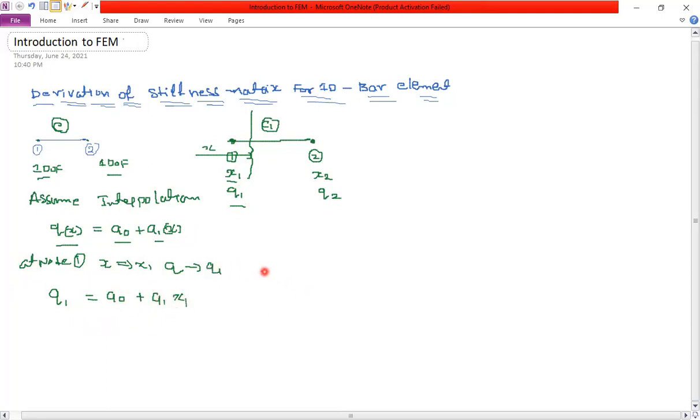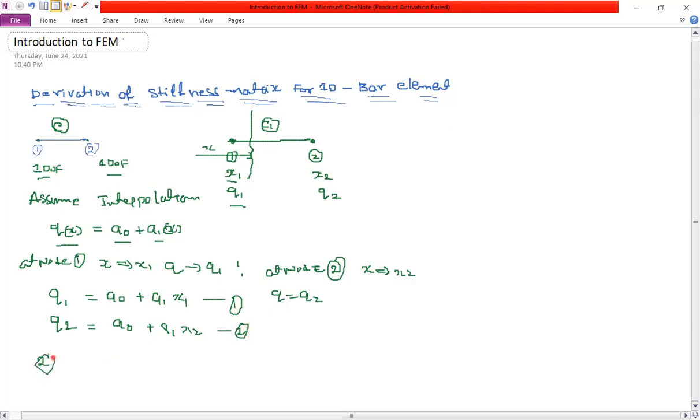Similarly, it is possible to write the interpolation function at node 2. At node 2, x becomes x2 and q becomes q2. Therefore, q2 equals a0 plus a1 times x2. Let us say this is equation number 1 and this is equation number 2.